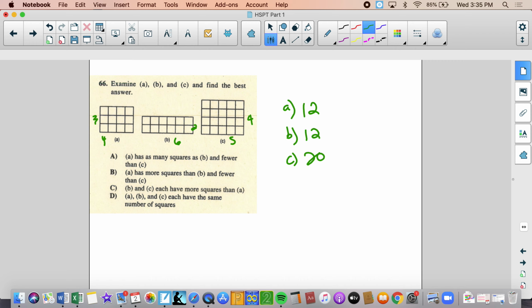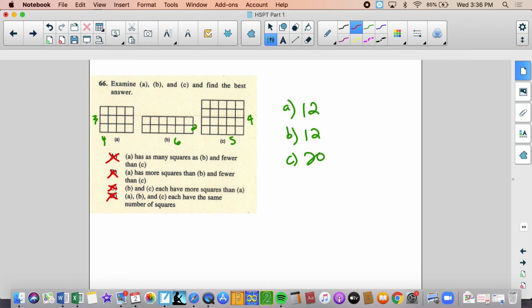Let's look at it. A has as many squares as B, yep, and fewer than C, nope. A has more squares than B, no. B and C each have more squares than A, nope. A, B, and C each have the same number of squares. No.